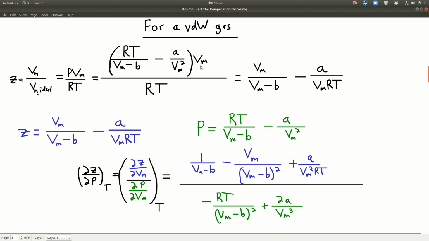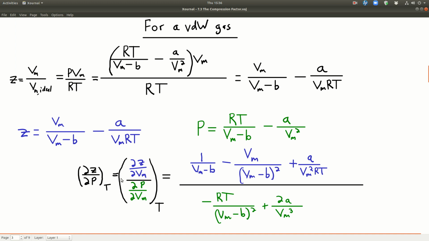Basically, write these terms separately over RT, and we get, the RTs cancel here, distribute the molar volume inside, and we get this expression right here. So that's the compression factor for a van der Waals gas. This is the pressure of a van der Waals gas. The reason we want those is because we're going to look at the variation of the compression factor as pressure changes at constant temperature, partial Z, partial P, constant T.